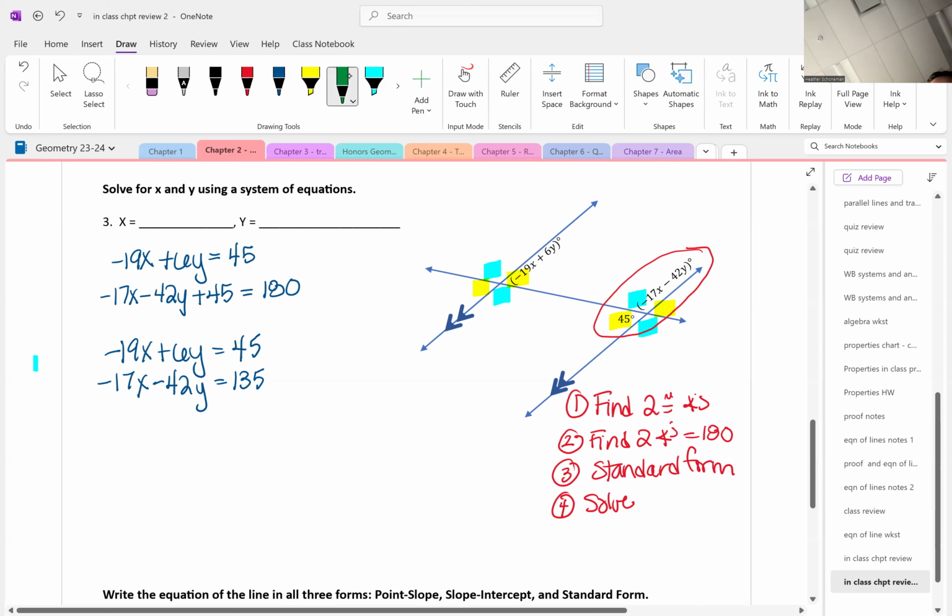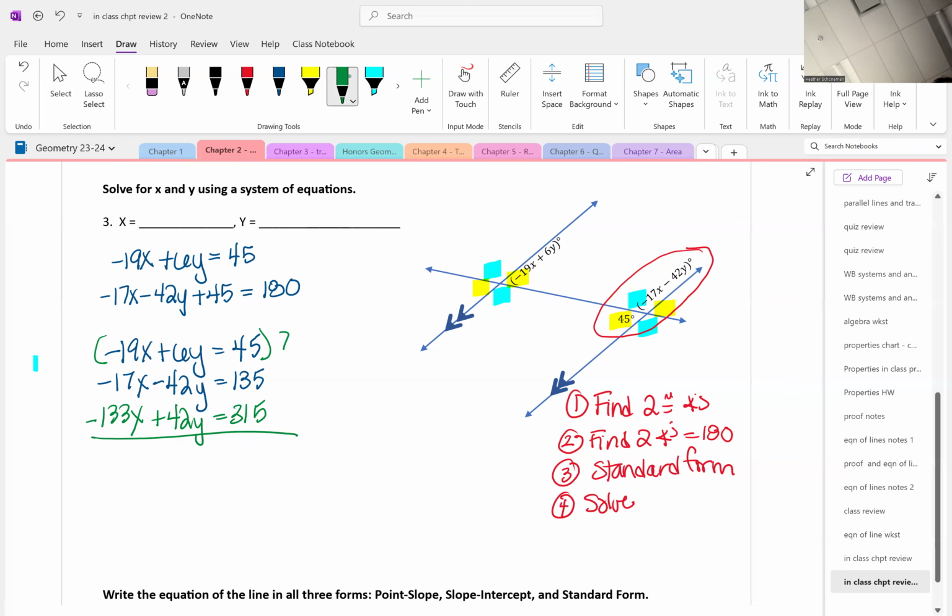Okay, so we want to eliminate the x's or y's. Well, x's might be tricky trying to figure out what the least common multiple of that is, but with the y's, we can make them both 42. And I can do that by multiplying this top equation by 7. So if I take 19 times 7, that's going to give me negative 133x. And then 6 times 7 is positive 42y. And 45 times 7 is 315. Now I can add these together. So negative 133 and negative 17, they're the same sign.